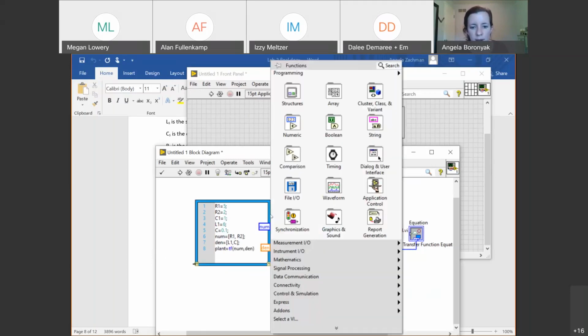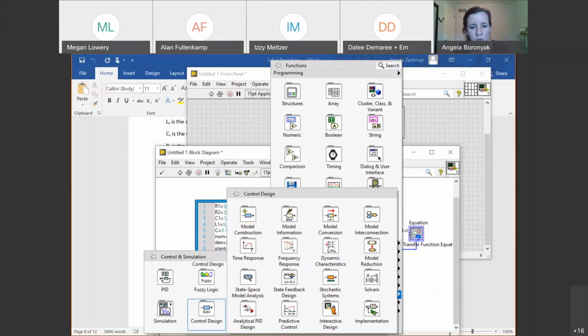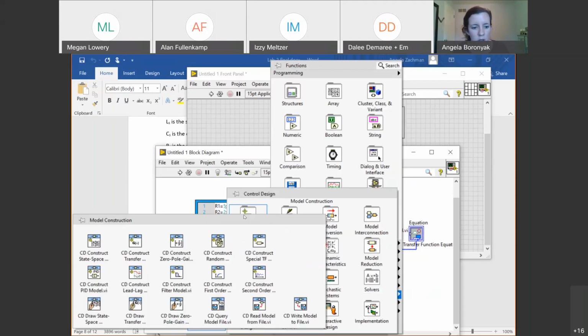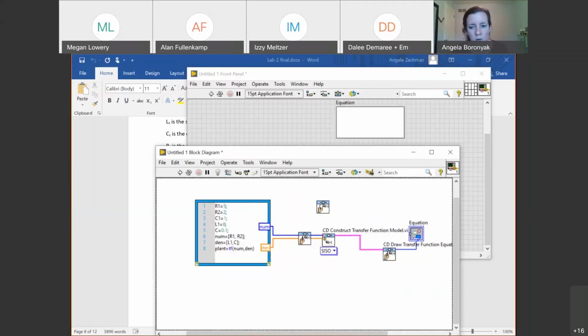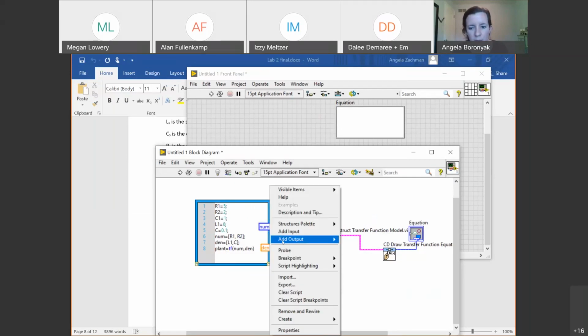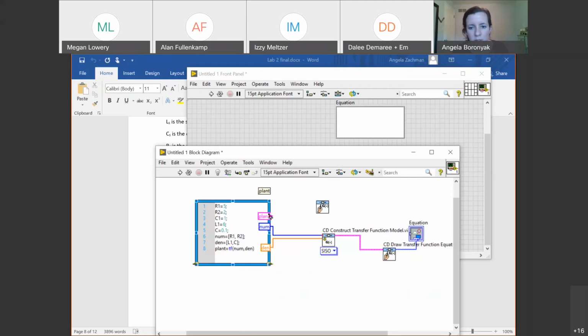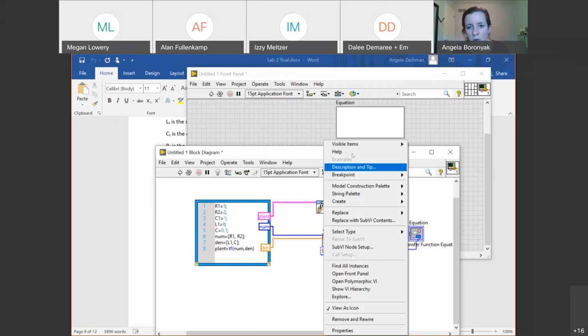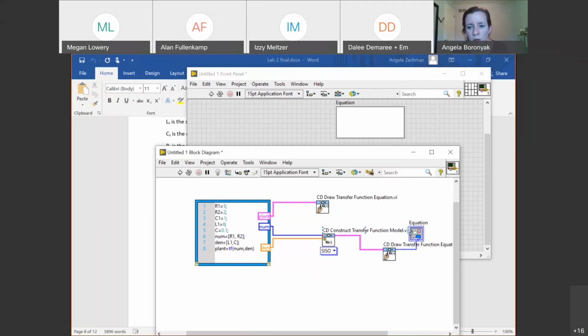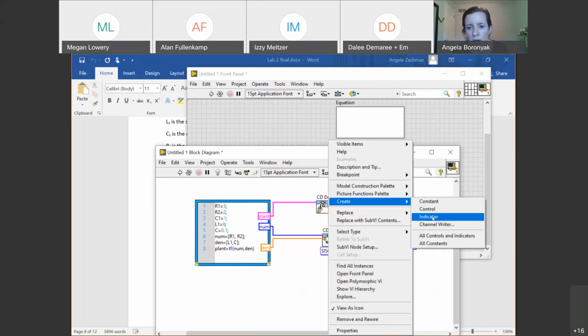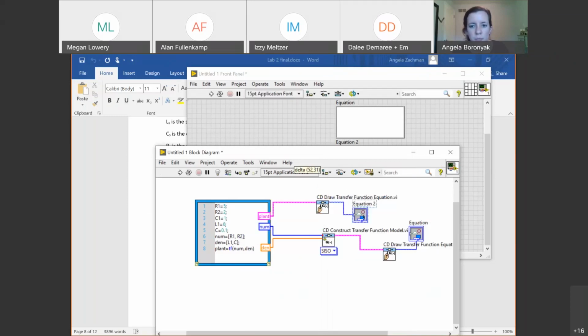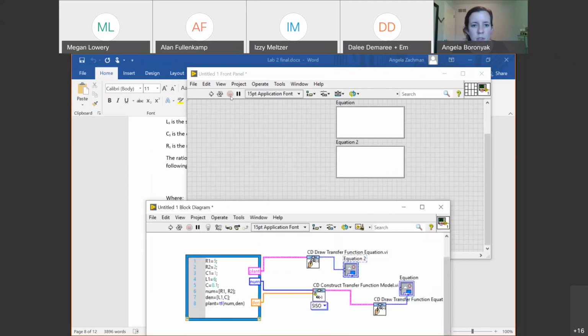I'm going to wire my plant out. That was under Control Design, Model Construction, CD draw transfer function equation. And now I need an output for my plant variable. Since I use that, if I wire that in, give this a label, visible items label. And I make him have an indicator for that equation. He's equation 2. I'm going to run this to see what the difference is.